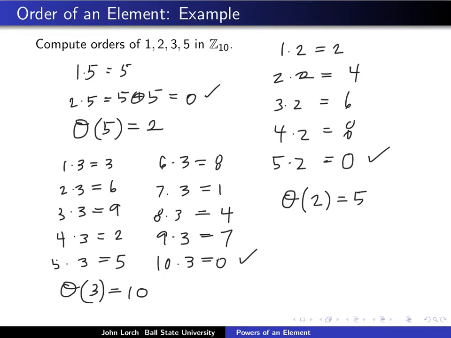Okay. And then if you look at multiples of 1, you should be able to compute that the order of 1 is 10. Right, you get 1, and then 1 plus 1, and then 1 plus 1 plus 1, and so on. And it takes 10 multiples of 1 before you return to the identity, namely 0.